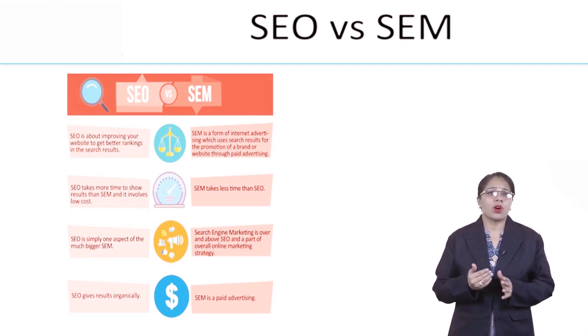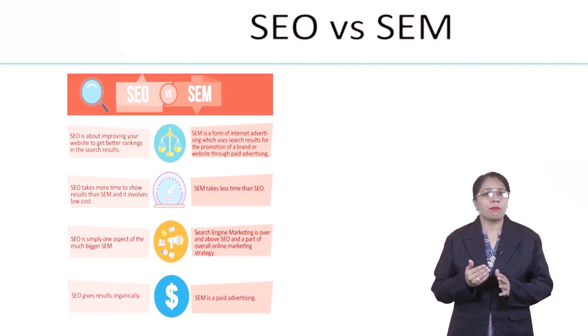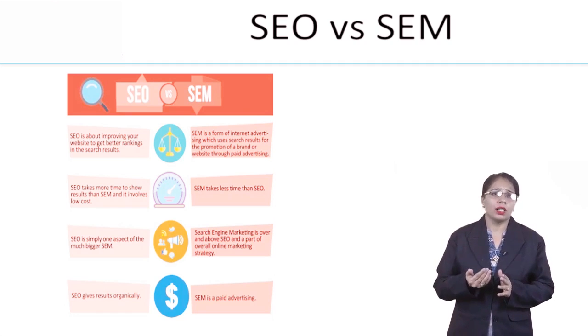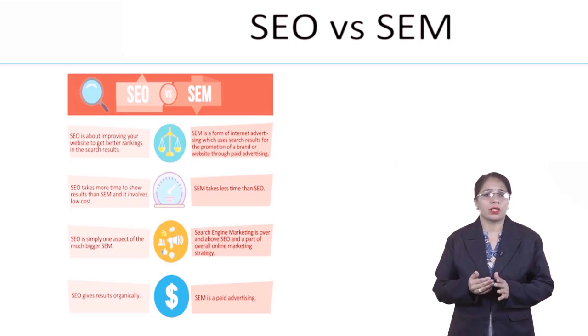SEM is broadly called paid ads. When you sell any product or services by paying something to Google, that basically comes under SEM, that is search engine marketing. SEM is also known as PPC, that is pay per click. Some of you might have heard of this term earlier. SEM is also known as a paid platform for advertisement.